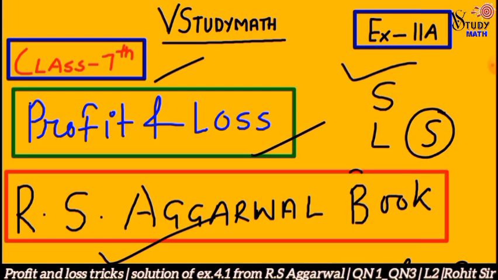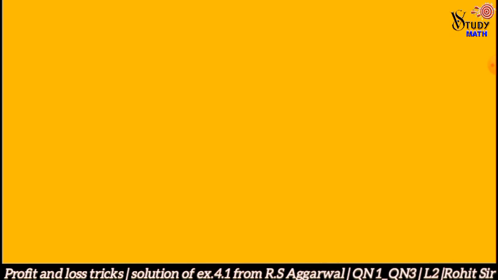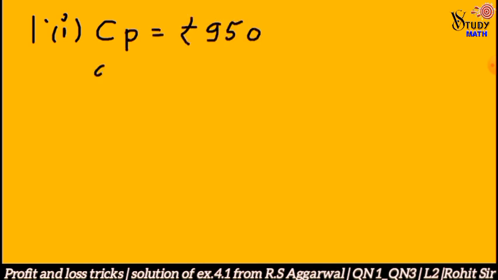So let's, without wasting any time, just solve the question, how to solve the problems on profit and loss, how to crack the profit and loss. Let's start, dear students. Problem number 1, part 1 is that given CP is given here rupees 950 and gain is also given, gain is given here 6%, and we have to find SP.